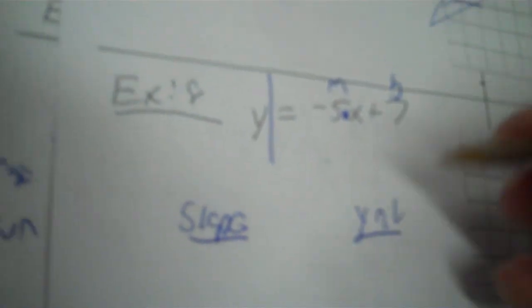Okay, next one. Y is by itself. If y is not by itself, you've got a problem, which you're not going to see today. Slope, y-intercept. Slope is m, the y-intercept's b. So negative 5 is your slope over 1, positive 7 is your y-intercept. So 7. 1, 2, 3, 4, 5, 6, 7, easy.